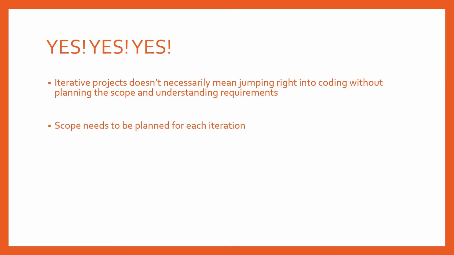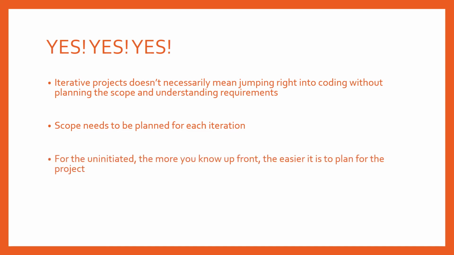Now, scope needs to be planned for each iteration. Like I mentioned earlier, there will be several iterations in the same project, right? In the iterative model. And for each iteration, you have to plan out what the scope is going to be. Other than that, for the uninitiated, right?